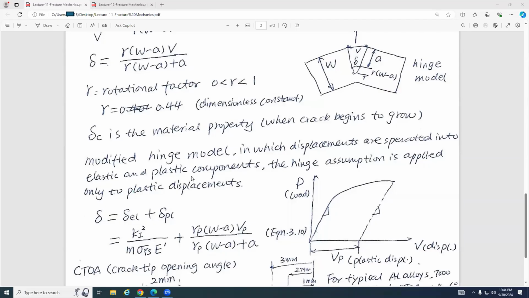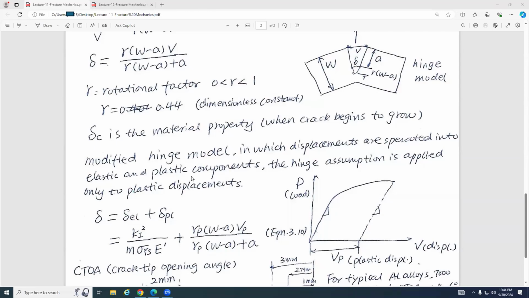So, with that being said, the delta can be decomposed into two terms. One is the contribution from elastic. EL means elastic. And the second delta is from plasticity. Okay? So the delta can be decomposed into the elastic contribution for the delta, and also the plastic contribution for this delta. Now, modify the hinge, and we only use the hinge model for the delta PL. Okay? Delta PL. This is my delta.